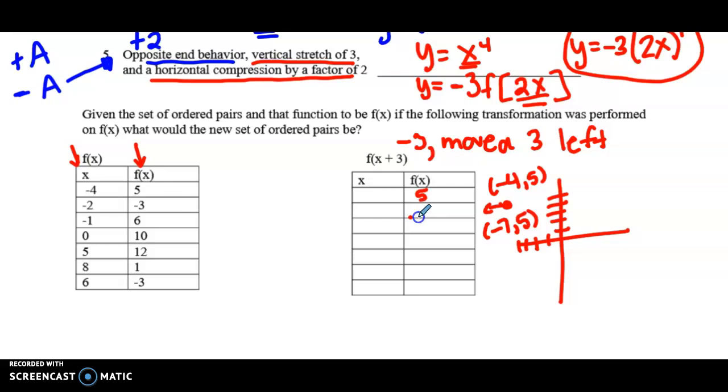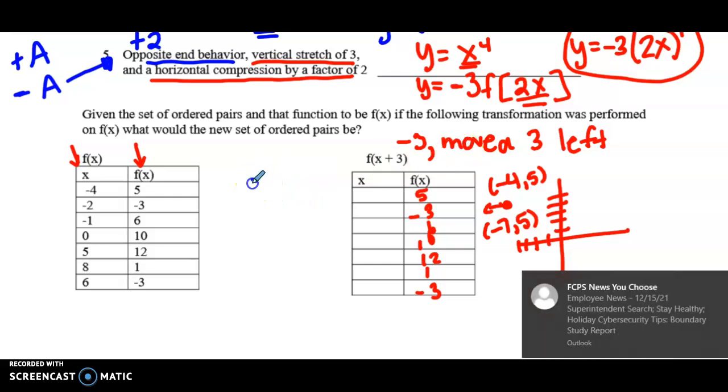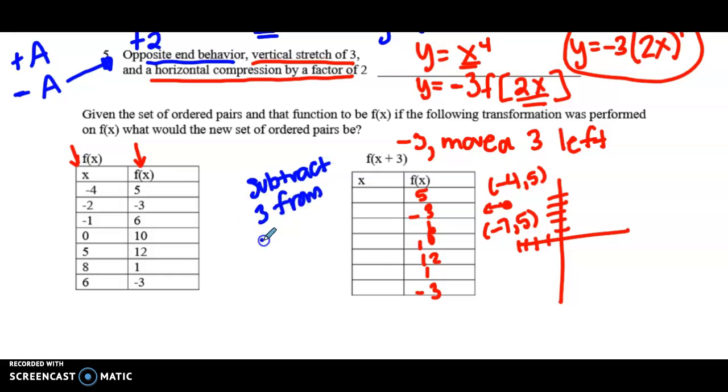All right, so in my table, I'm going to just copy my y values. Sorry, this is kind of messy. And then my x values, since this was moved to the left, I'm going to subtract 3 from each x. So this is going to become -7. Basically you're taking each of these and subtracting 3 because you're moving them 3 to the left. This is going to become -7, -5, -4, -3, +2, +5, and +3.